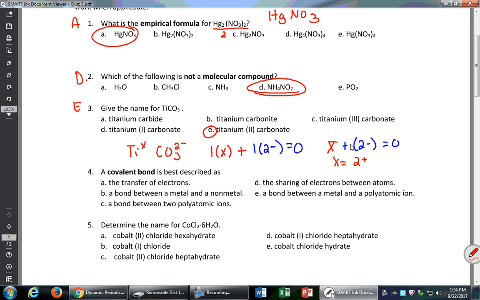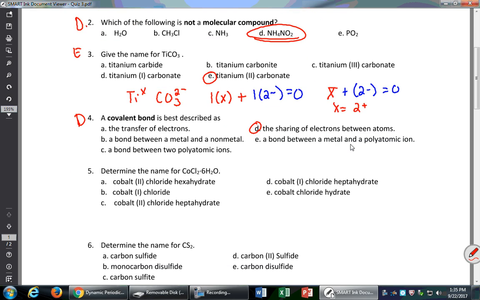A covalent bond is a sharing of electrons, D, typically between nonmetals and nonmetals. So B is an ionic bond, a bond between a metal and a nonmetal. Covalent bonds are between nonmetals. Between two polyatomic ions, that is an ionic bond. The transfer of electrons is describing an ionic bond. Transfer electrons and you have a charge. A bond between a metal and a polyatomic ion is also describing an ionic bond.